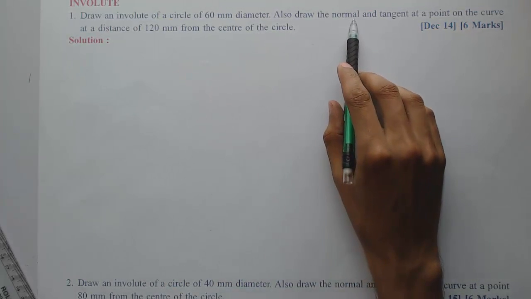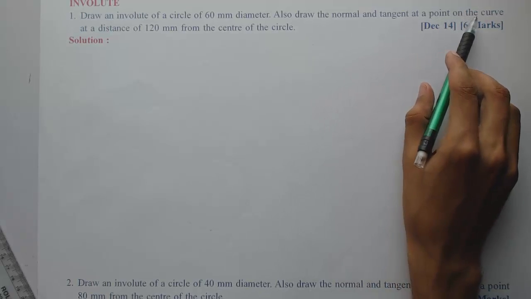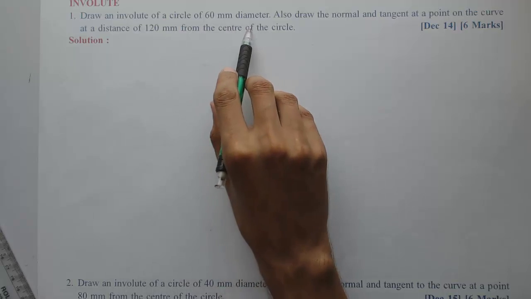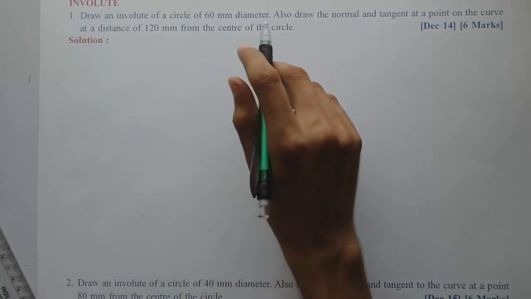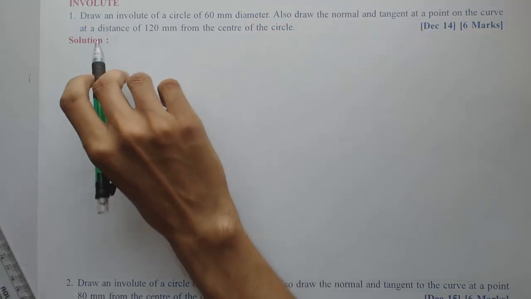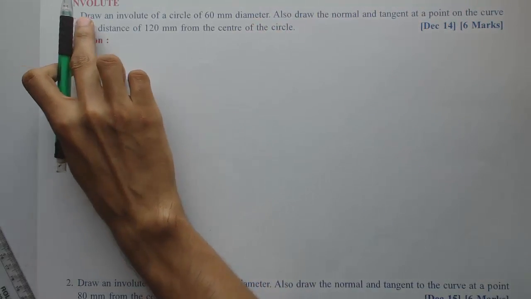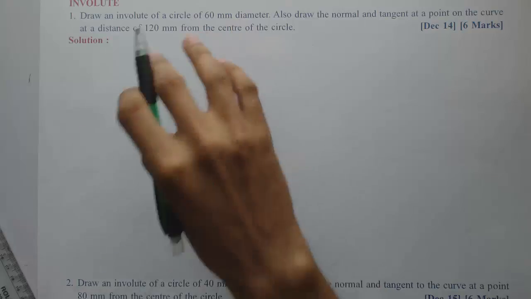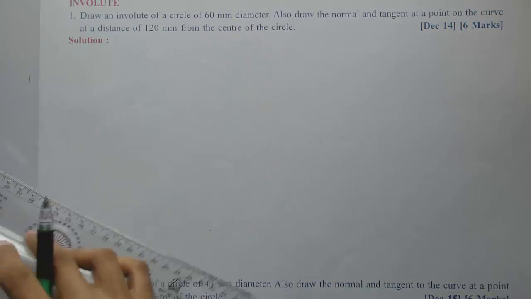Also draw the normal and tangent at a point on the curve at a distance 120 mm from the center of the circle. Now first forget about this normal and tangent part. I'll first draw the involute of a circle of 60 mm diameter. So first I'll start with drawing a circle of 60 mm diameter.